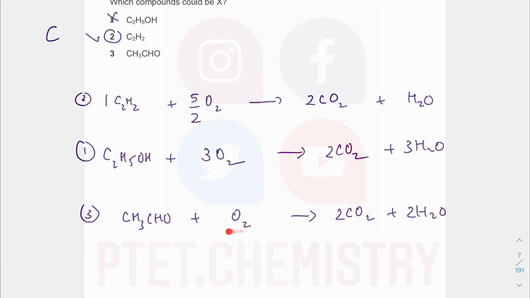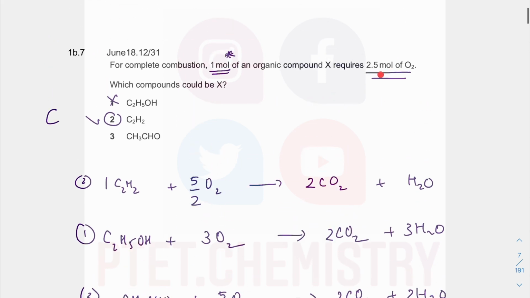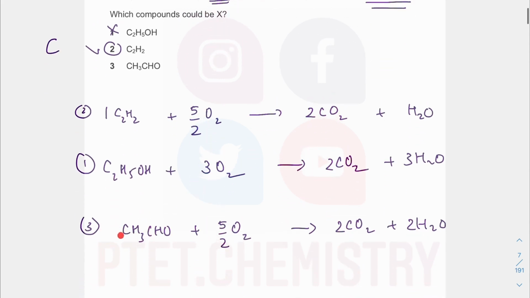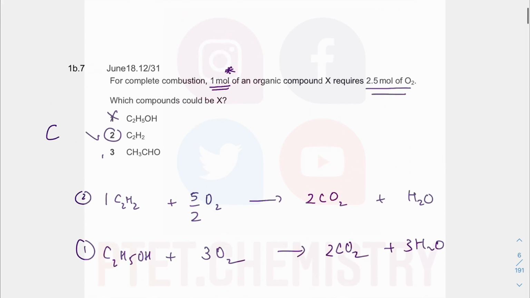I need 5 oxygen atoms, but I have diatomic oxygen, so again just divide by 2. It will give me 2.5 mole of oxygen for 1 mole of CH3CHO. So we know that 3 was definitely correct, because of the logic that 2 was correct and 1 was incorrect.